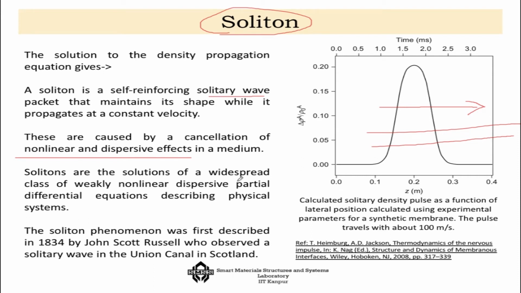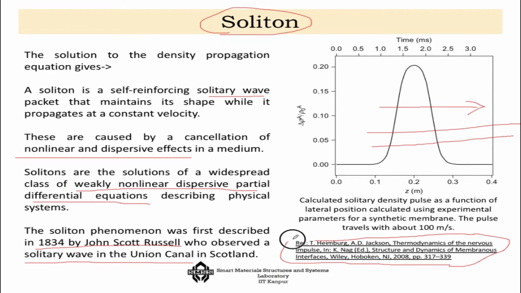Now, solitons are the solutions of a widespread class of weakly nonlinear dispersive PDEs describing the physical system. As far back as 1834, John Scott Russell first observed a solitary wave in a canal in Scotland, and it is only lately that researchers like Heimburg and Jackson have found out that such a solution actually matters in terms of the neuronal voltage. Now let's look into that.